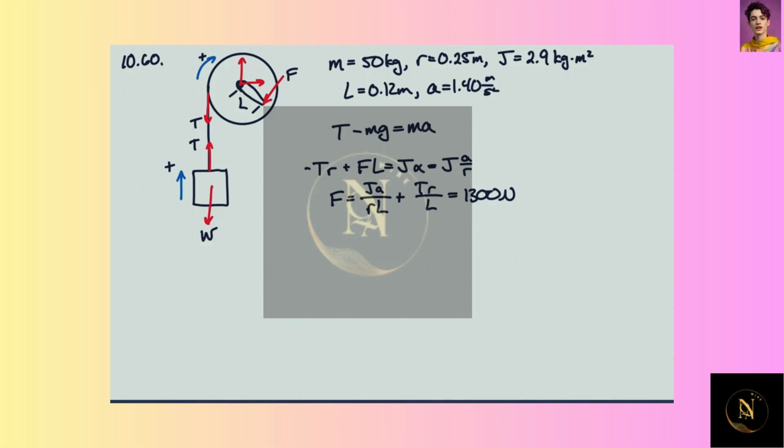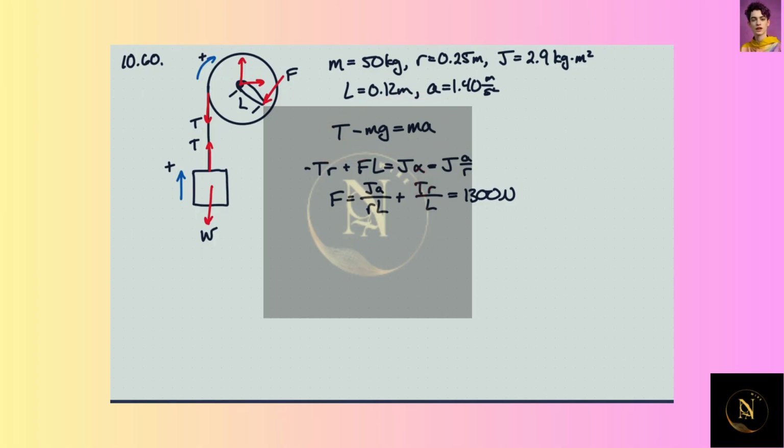We can basically do some manipulating here, substitute this into here, and manipulate things. And again, we know what T is. We can figure out what T is. We can plug it into here, and here we solve for F, and we get F equals J a all over R L plus T R over L. And again, we know what T is from here.